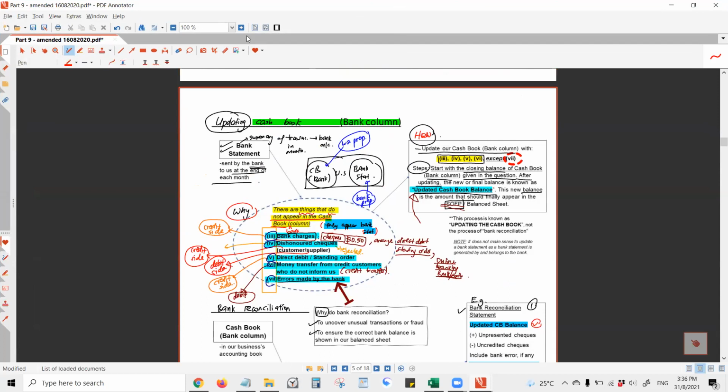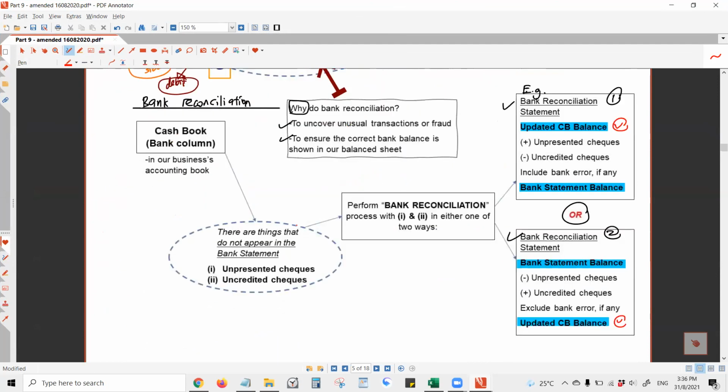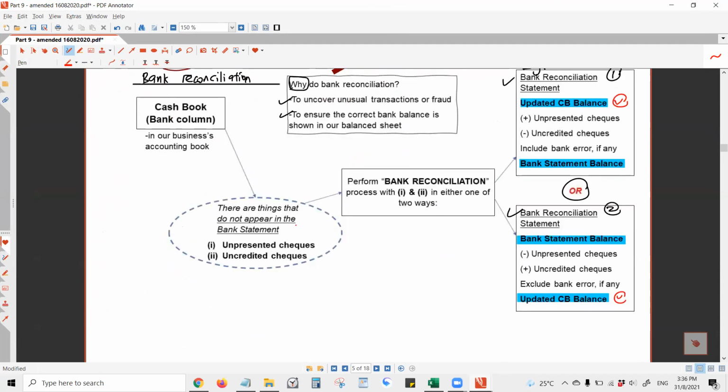Recall that when we were doing the updating cash book process, we used items that appear in the bank statement but do not appear in the cash book. Here it is the other way around. We are going to use items that do not appear in the bank statement, but appear in the cash book bank account already. And the two items are known as unpresented checks and uncredited checks.